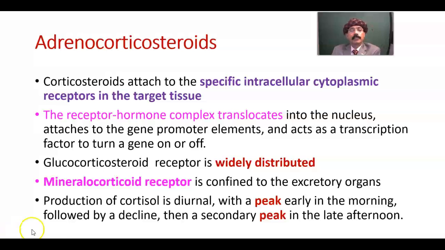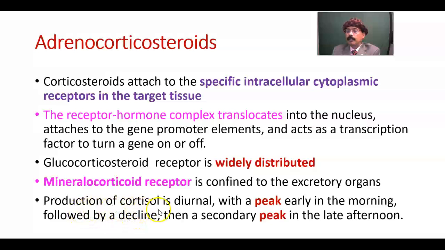Let's start. The corticosteroids attach to specific intracellular cytoplasmic receptors in the target tissue. The receptor-hormone complex translocates into the nucleus, attaches to the gene promoter elements, and acts as a transcription factor to turn a gene on or off. Glucocorticoid receptor is widely distributed. Mineralocorticoid receptor is confined to the excretory organs.